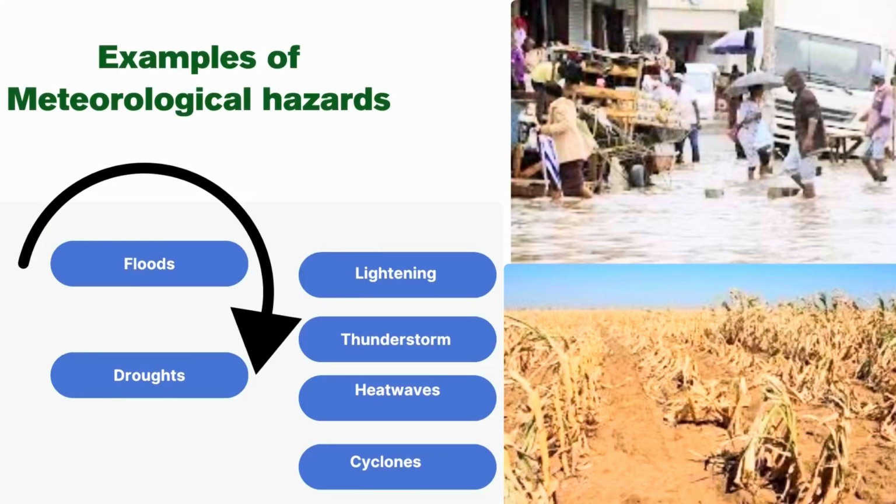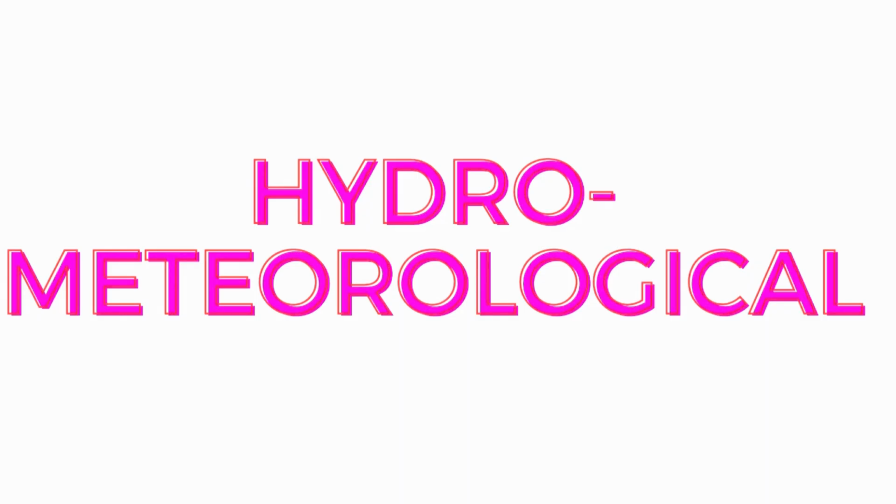At this point, let us go straight and look at the two very important meteorological hazards that I'm interested in in this video, which are floods and droughts. Very commonly, these hazards are also regarded as hydrometeorological hazards.